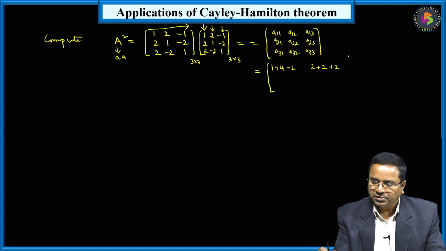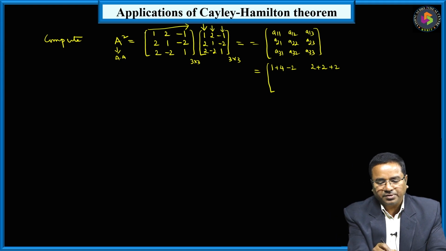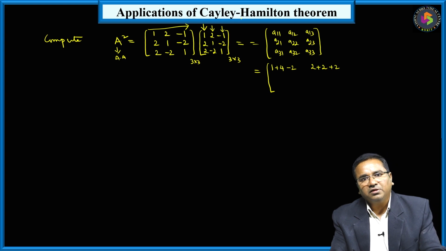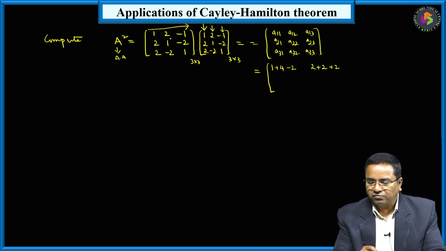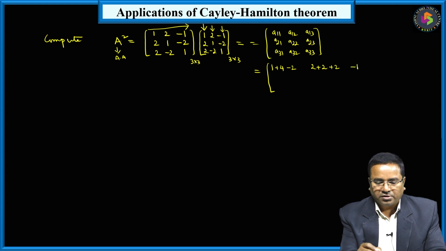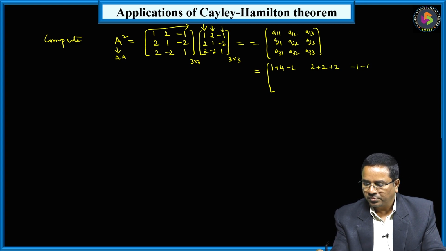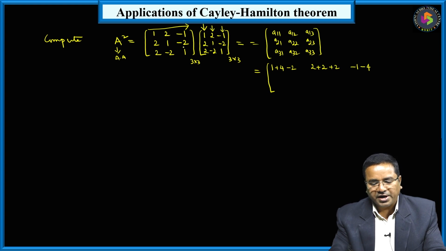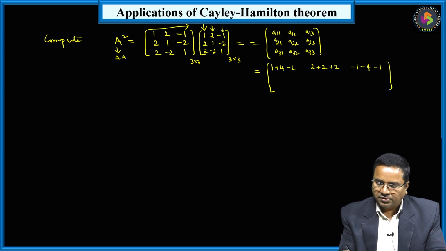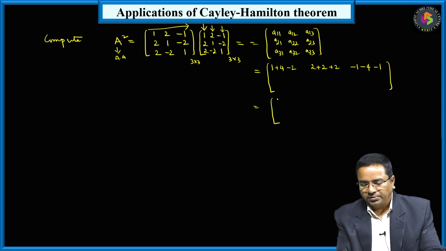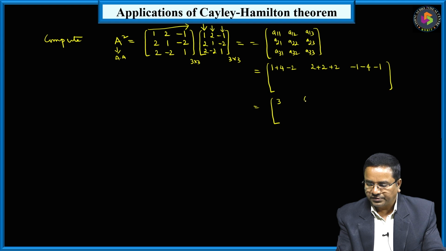So like A13. Then how to obtain A13? The same. The first row multiplied with the third column. What is the first row? 1, 2, minus 1 multiplied with minus 1, minus 2, 1. So this 1 times minus 1 is the minus 1. 2 times minus 2 is the minus 4. Then minus 1 times 1 is the minus 1. So we'll do this one similarly. Here we'll get 3. Here we'll get 6. Here we'll get minus 6.